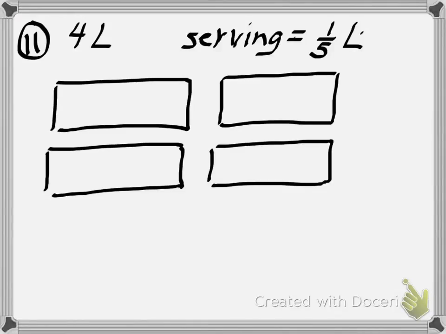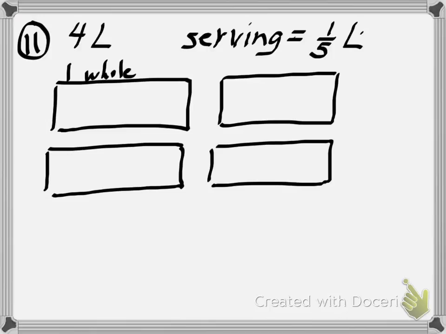Okay, for number 11, it says, Jane served 4 liters of lemonade. Each serving is 1/5 of a liter. How many servings do 4 liters make? So they want a model for this. So we have each of these, and each of these is 1 whole. So each of these are our 4 liters.